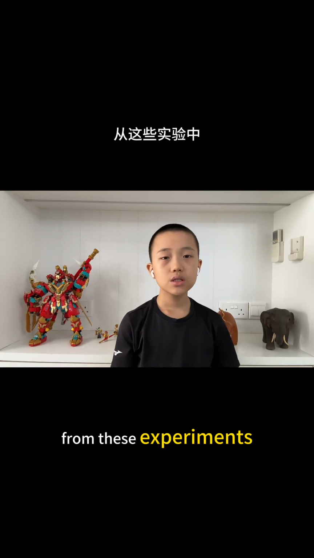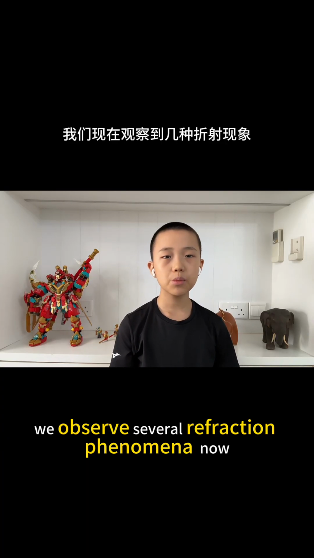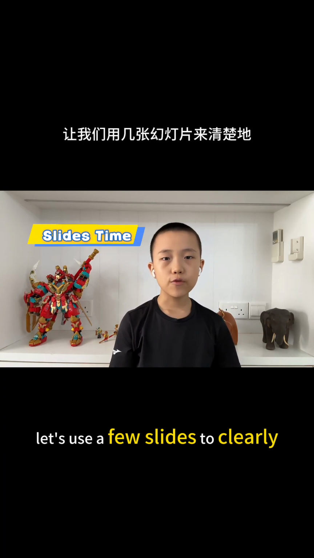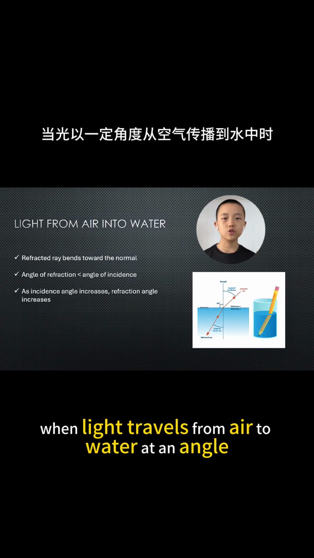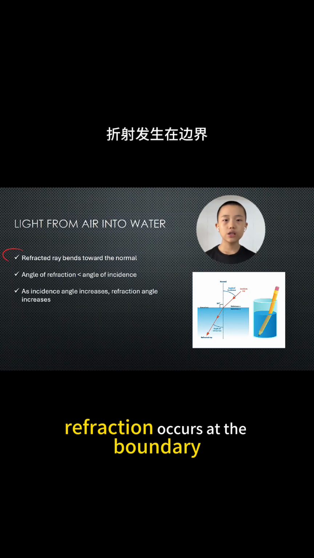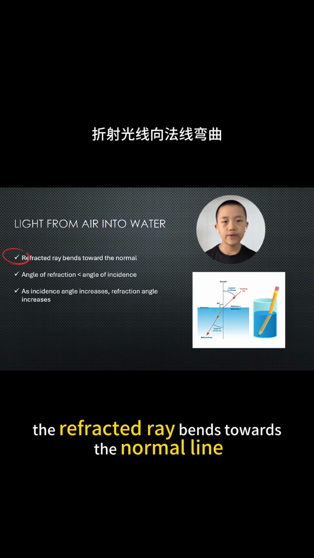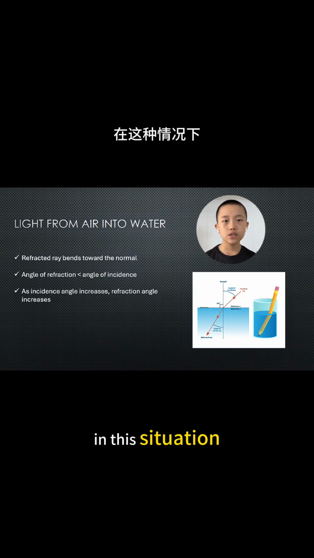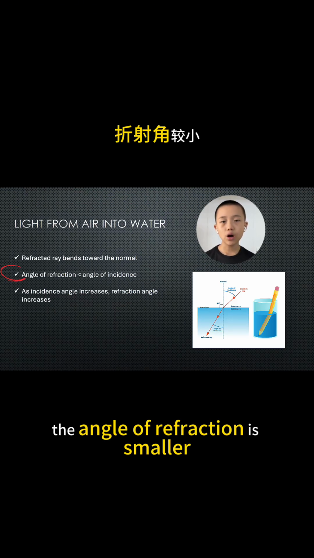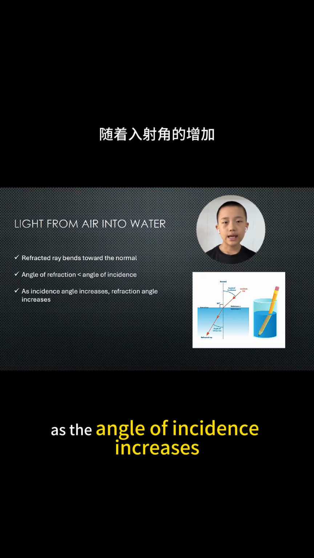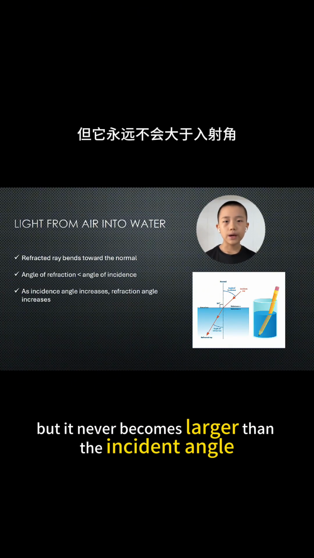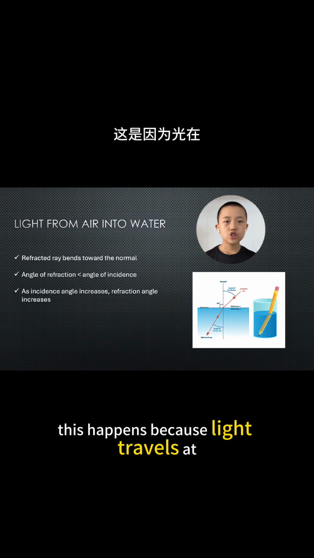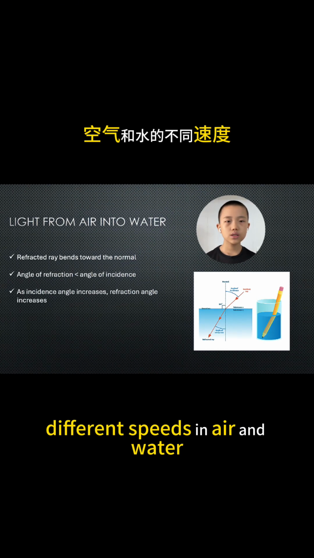From these experiments, we observed several refraction phenomena. Now, let's use a few slides to clearly summarize what we have just observed. When light travels from air to water at an angle, refraction occurs at the boundary. The refracted ray bends towards the normal line. In this situation, the angle of refraction is smaller than the angle of incidence. As the angle of incidence increases, the angle of refraction also increases, but it never becomes larger than the incident angle. This happens because light travels at different speeds in air and water.